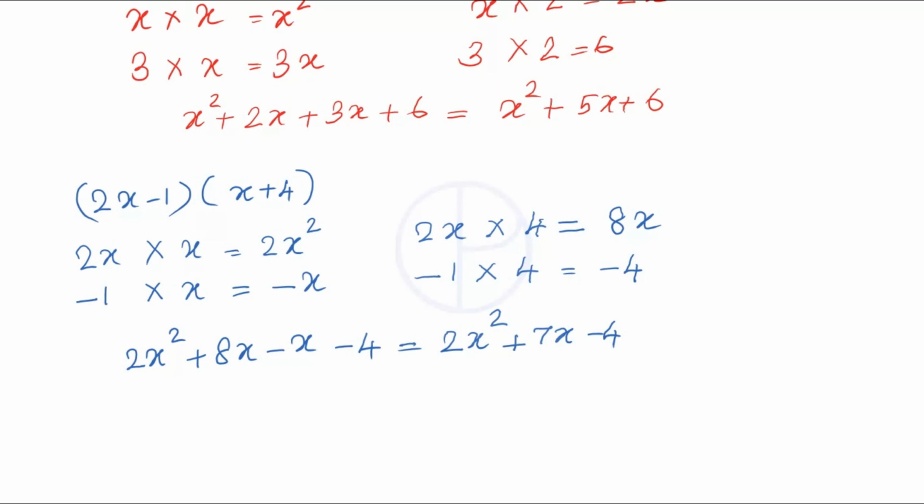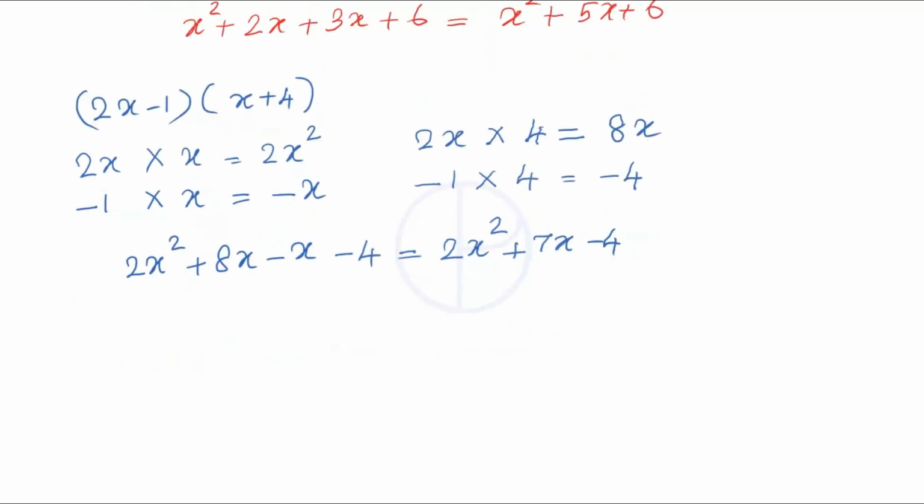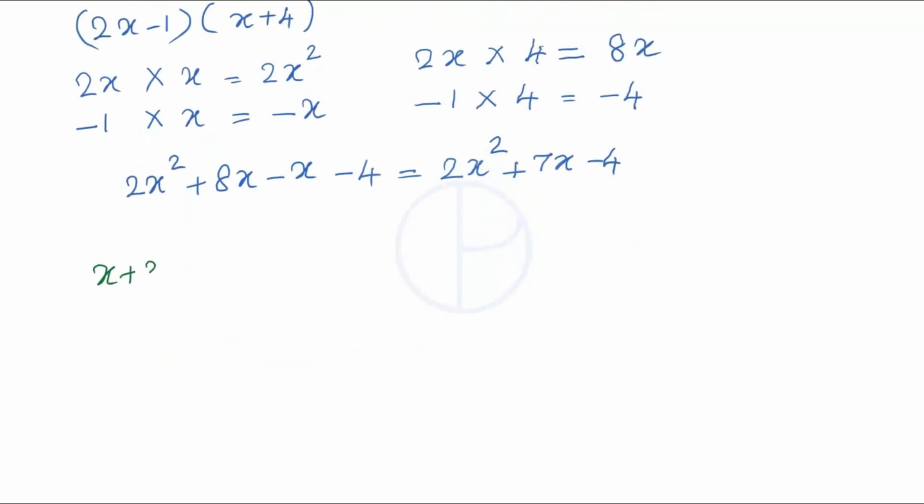Now let's do one more question. (x plus 3) the whole squared. How to expand this? Rewrite it as a product of two brackets, (x plus 3) multiplied by (x plus 3). Okay, now expand this one by using FOIL.